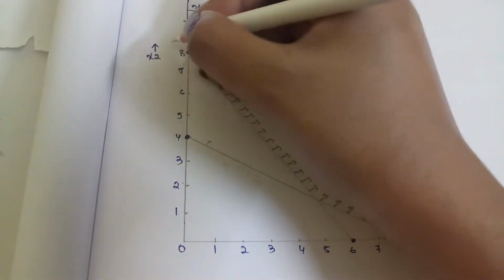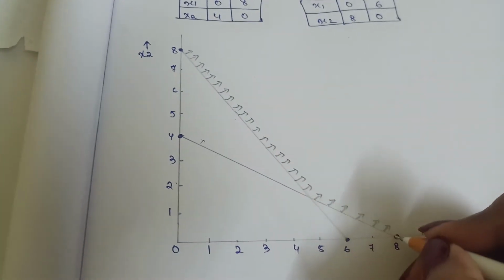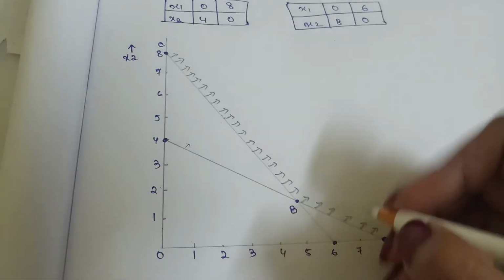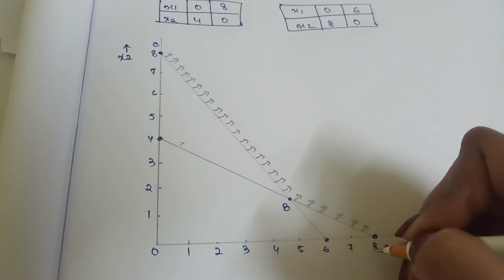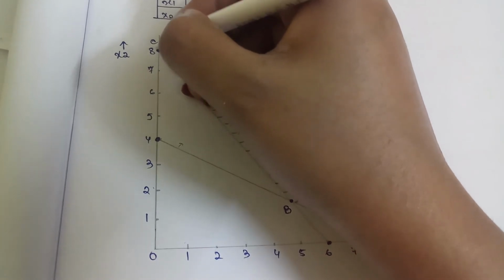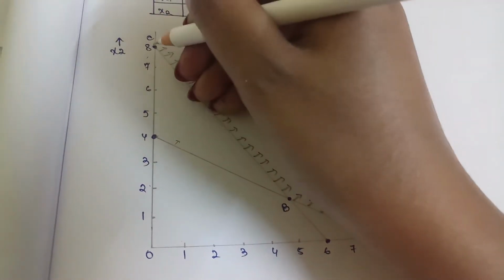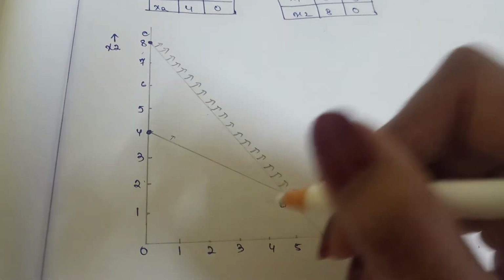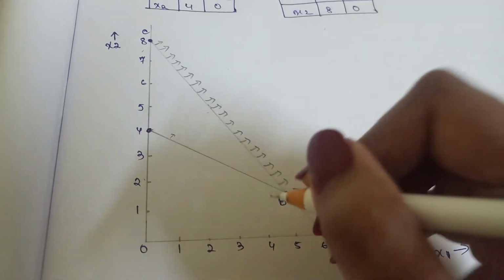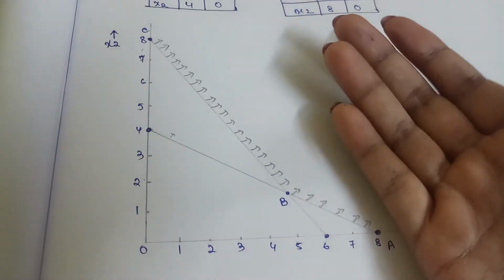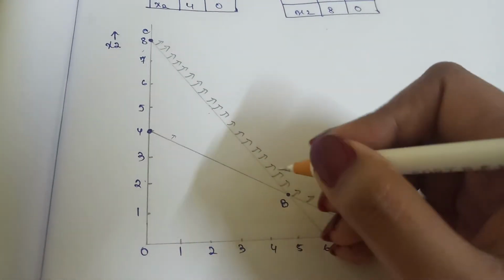Now how to find it? Let me just mark it. This point, let me mark it as A. This point, let me mark it as B. And this point, let me mark it as C. Okay, so for A, I know the coordinates, that is 8 comma 0. For C, I know the coordinates are 0 comma 8. But for B, I don't know the coordinates. How to find out? Simply equate the two constraints and find the values of x1 and x2. Whenever you get the values, x1 will be x and x2 is y. So I will get the coordinates.